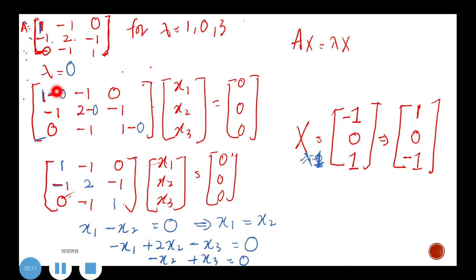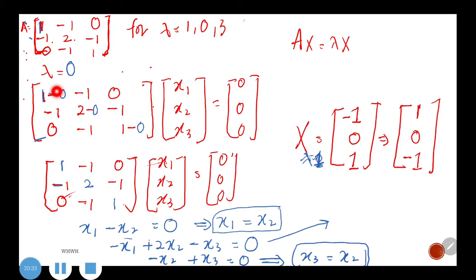So dari sini we have x1 is equals to x2, right? Okay, we have one equation. And then this one will give us x3 is equals to x2. Kita ada satu lagi equation. And then what we have here? Okay, x1 is equals to x2.